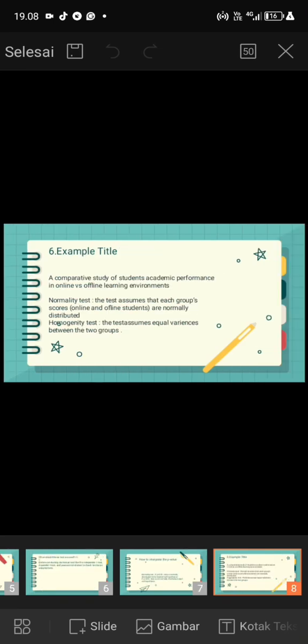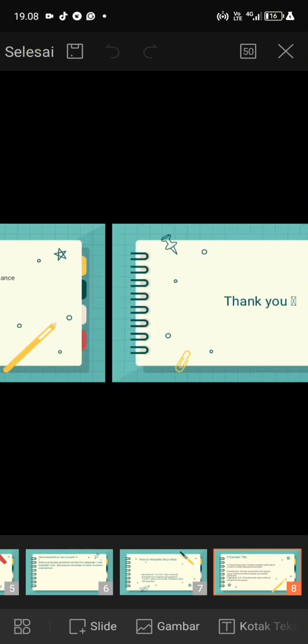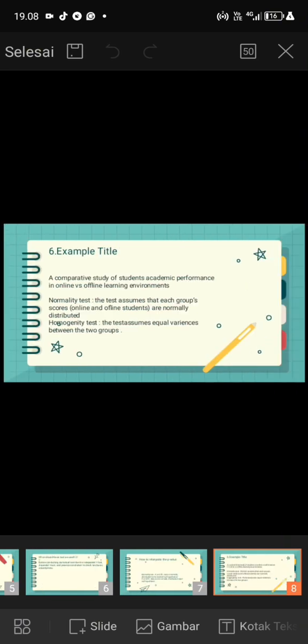Here is an example of a research title or topic: a comparative study of students' academic performance in online versus offline learning environments. For the normality test, the test assumes that each group's scores, online and offline students, are normally distributed. And for the homogeneity test, the test assumes equal variances between the two groups.